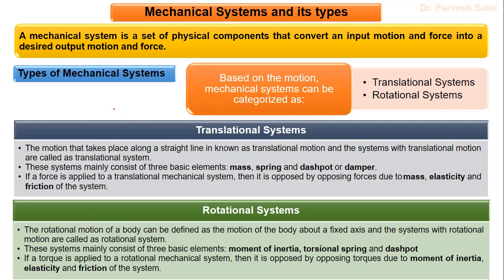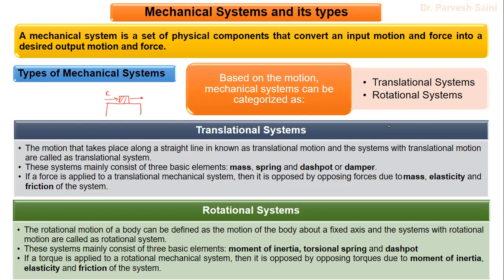Or for example, if there is a table and some mass is kept on the table, and you apply a force on this mass and it moves along a straight line, this is a translational motion, right? Now the translational systems have three basic elements: mass, spring, and dashpot, also known as damper. Mass, spring, and damper, right?